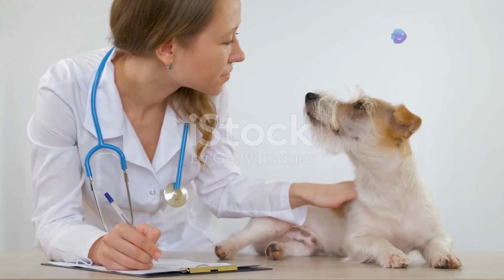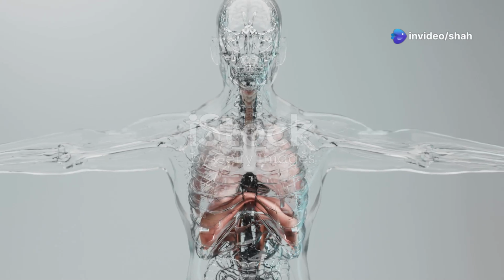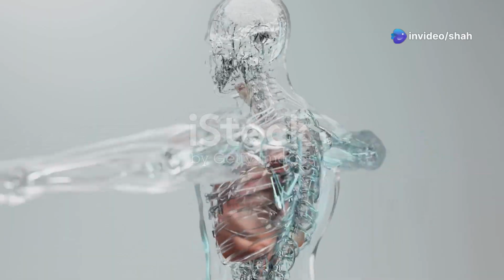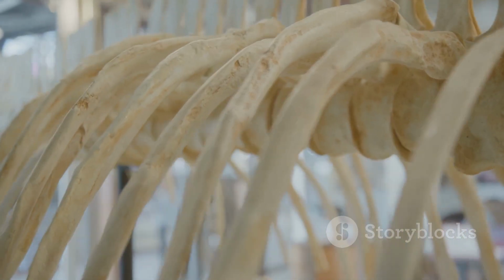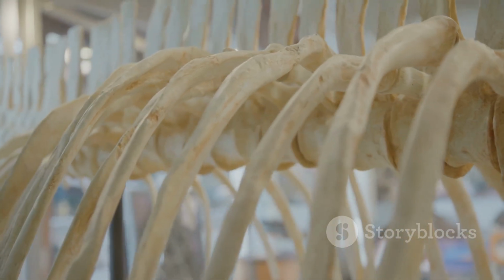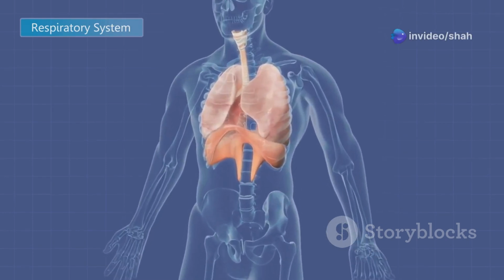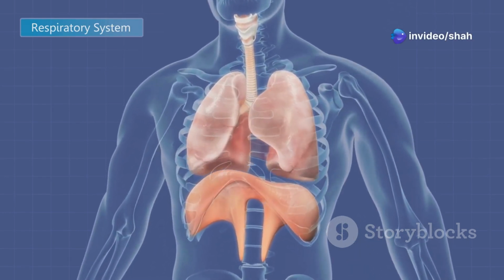Breathing involves several muscles. Inspiration, an active process, involves the diaphragm contracting and flattening, increasing thoracic volume. The external intercostal muscles lift the ribs, expanding the thorax. In cases of forced inspiration, accessory muscles like the sternocleidomastoid and scalene assist.